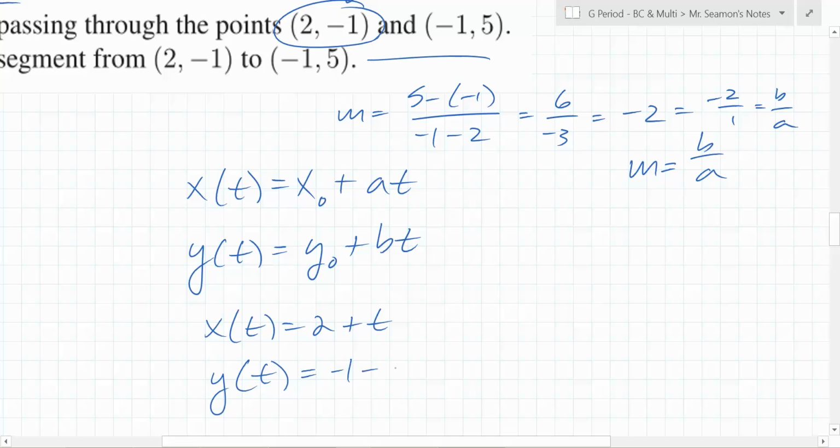-1 minus 2t. Now we have something we think is an answer, right? We think it's an answer. What's a great thing to do that I'm really trying to get all my students to do when they have time? What should they do? Check your answer.